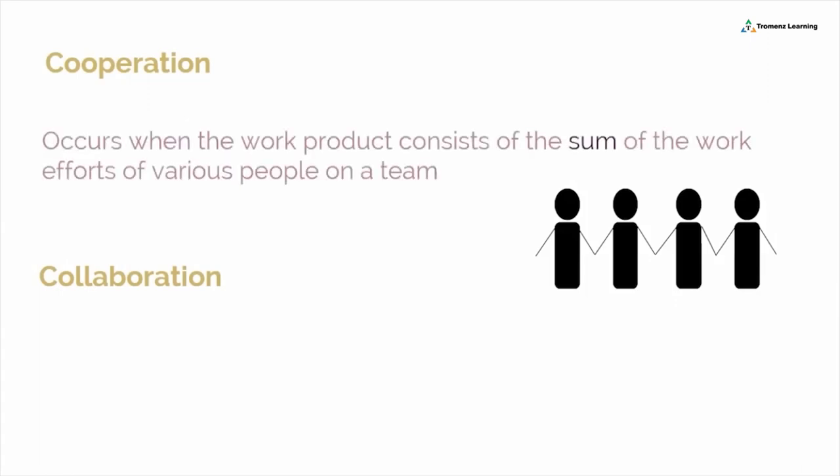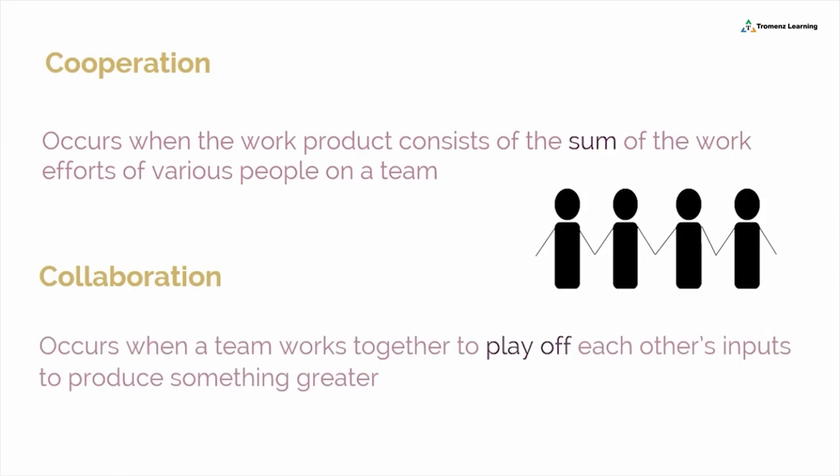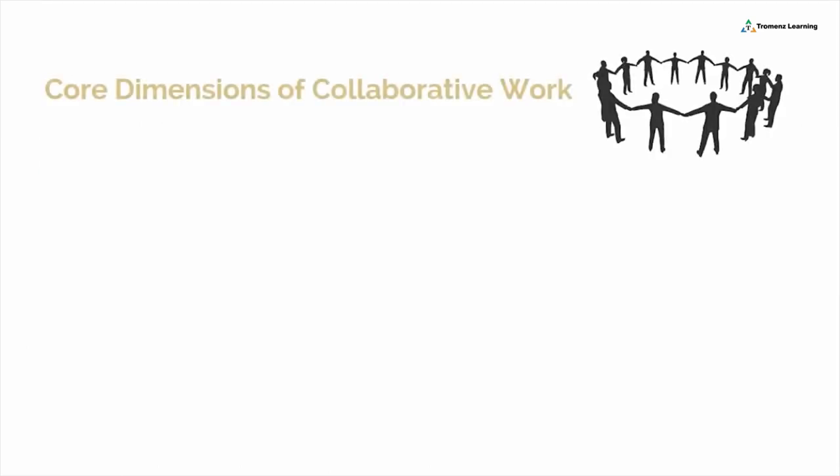Cooperation occurs when the work product consists of the sum of the work efforts of various people on a team. Collaboration occurs when a team works together to play off each other's inputs to produce something greater. There are three core dimensions of collaborative work. Let's look at them one by one.